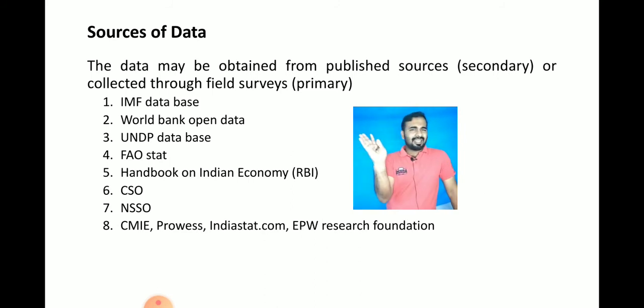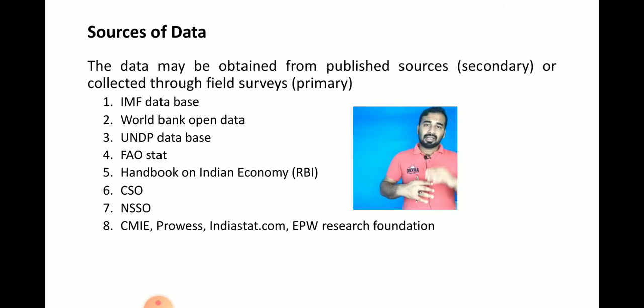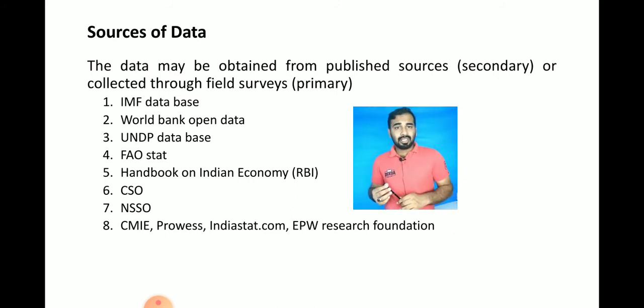Okay, then CSO is there. CSO provides you the data on the consumer price index, wholesale price index, and GDP. Okay, NSSO also gives some data about the employment, consumption, and income pattern of India. It is based on a primary survey, but when we take the data from NSSO, it will be our secondary data.